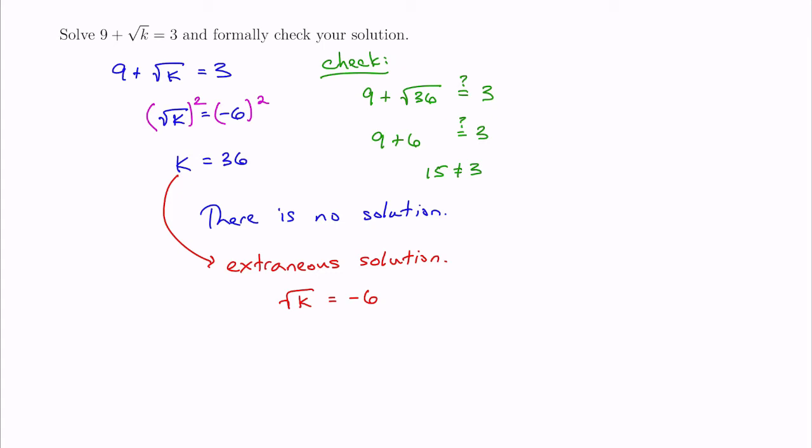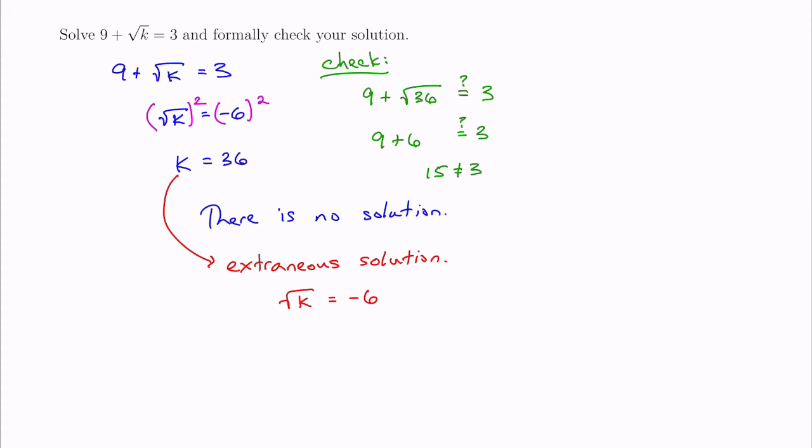There is no real number that I can substitute for k and take the square root of that value and obtain a negative value. There is no way to make this square root of k equal to -6 a true statement. So we could have actually stopped right there if we had recognized it. The fact is, many of these equations will have extraneous solutions. Typically, they won't be as obvious as this.